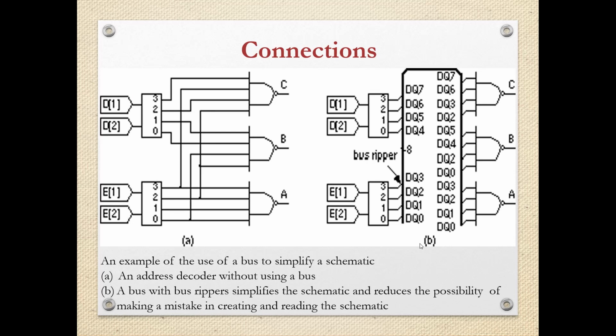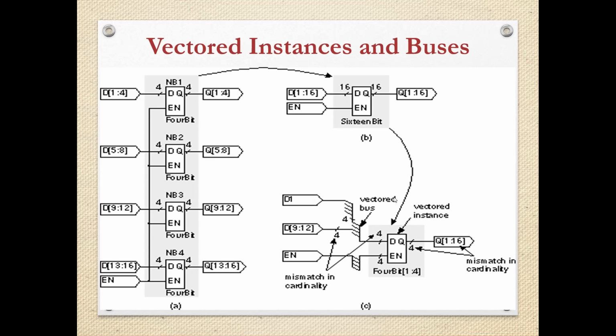Then for showing the connections, we can use the buses and we can simplify the design. You can see in the A part, the detailed diagram is shown, pin by pin connections are shown. Instead of that, we can go for this bus type of connection, in which the diagram is much simplified and easy to understand. So this is again the diagram which shows the vectored instances and buses.